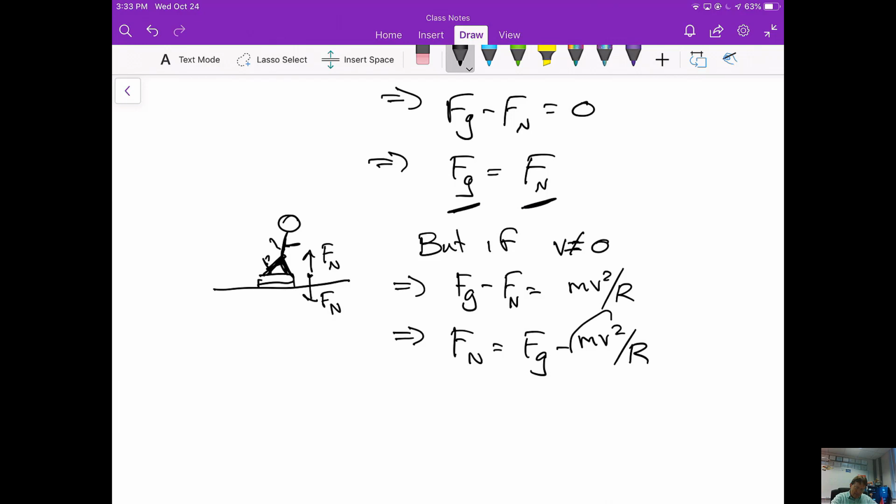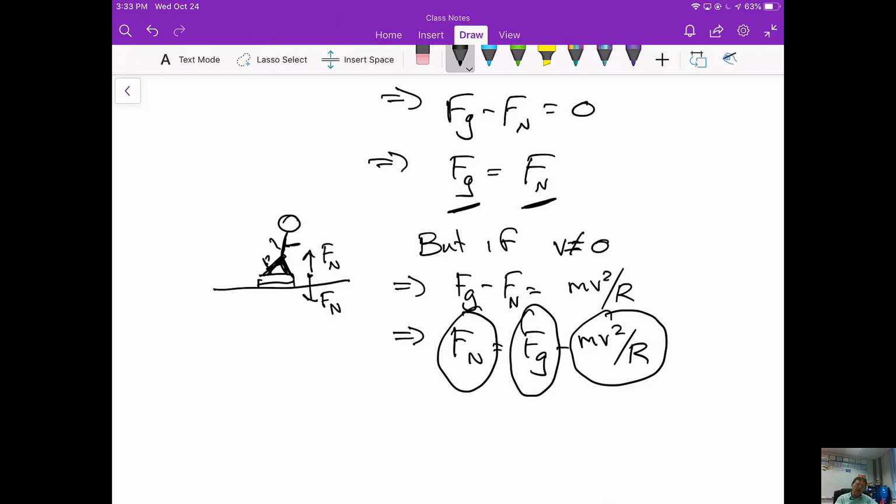Lighter by this amount, right? The actual weight is Fg. The weight measured by a scale at the equator is going to be Fg minus mv squared over r. And that's at the equator. If we're not at the equator, these values will change. But that's at the equator.